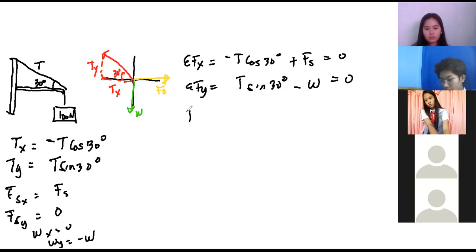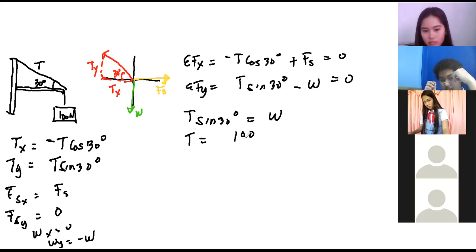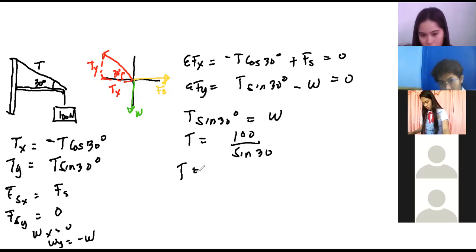So let's have it. Tension sine 30 degrees equals the weight. So tension will be equal to the weight, which is 100 Newton, all over sine 30. So the tension will be equal to, so let's solve. That will be 100 divided by sine 30, and that is 200. So the tension here is equal to 200 Newton. So the tension must be 200 Newton.